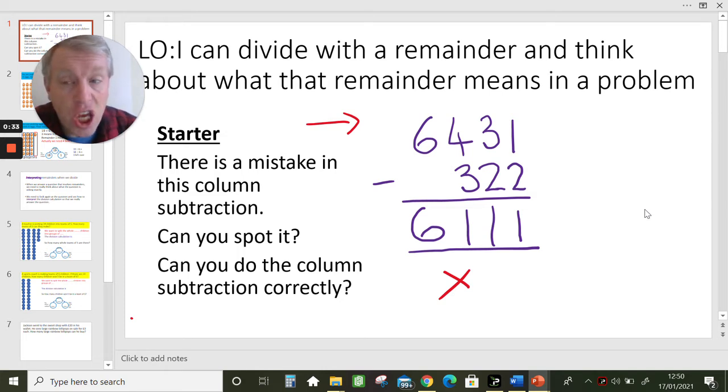And can you do the column subtraction correctly? Have a go. Pause the video, have a go. I hope you had a go.